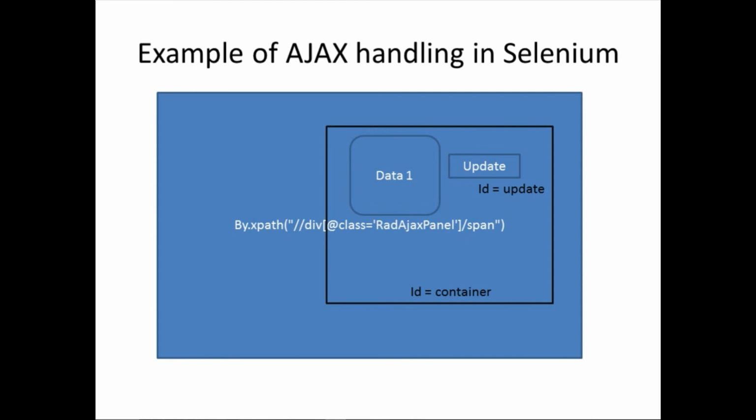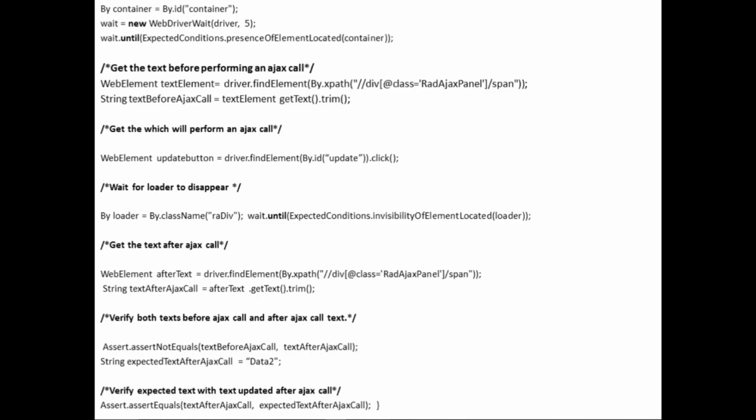This is the coding style. So what we do here, first of all, we identify the container. So we identify by.id container, and we wait for some seconds and find the element container. Okay, element container we get. Now get the text before performing the AJAX call. So in that small section we have data 1, like before clicking the update button. So we first of all fetch out that data.